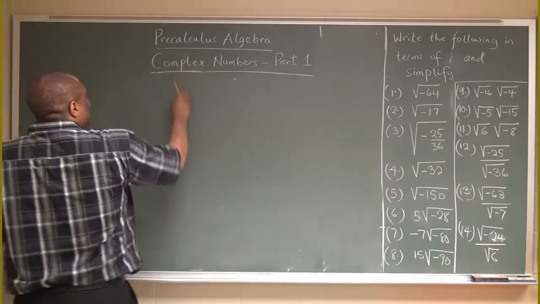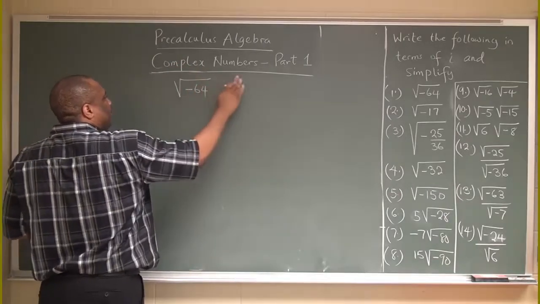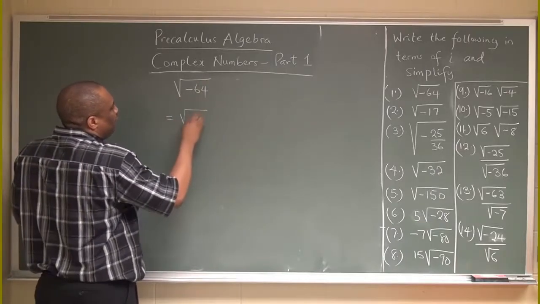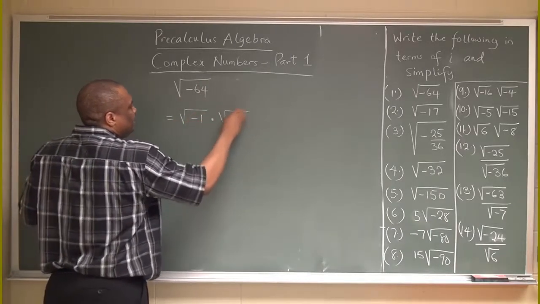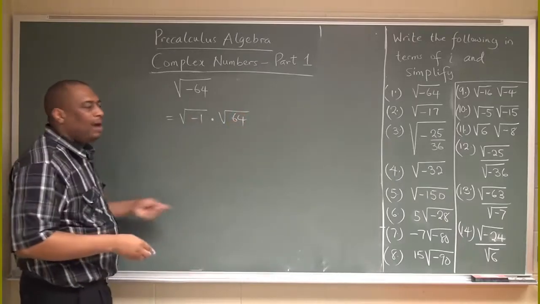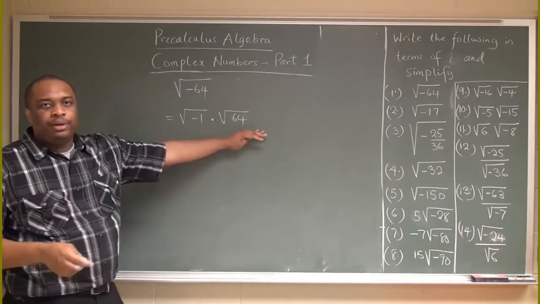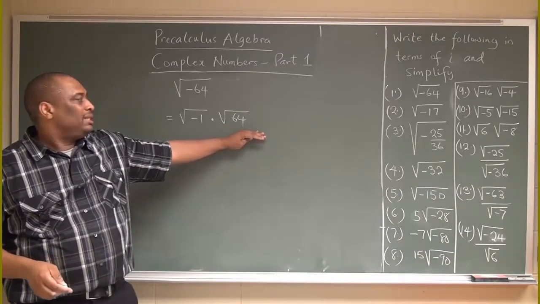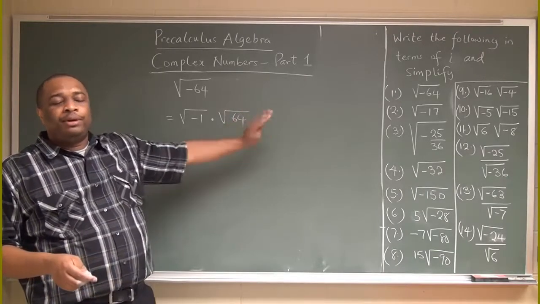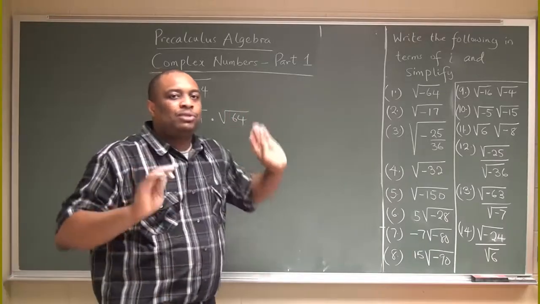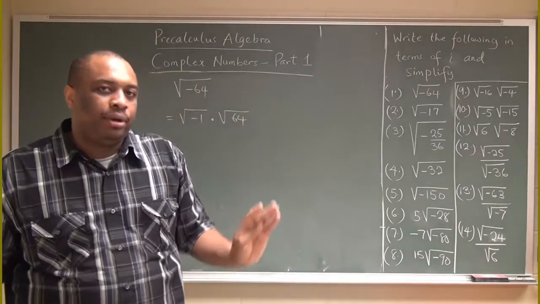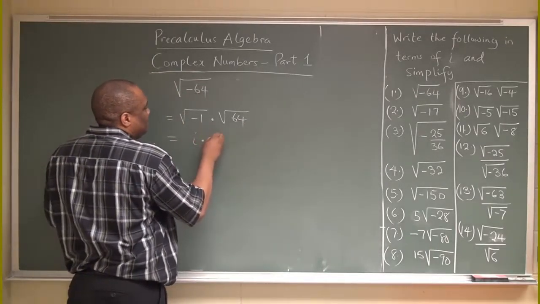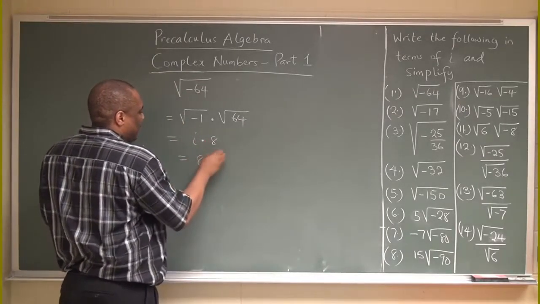So when we have square root of negative 64, this gives us square root of negative 1 times square root of 64. Okay, and we are interested in the positive square root of 64. We're interested in the positive square root, not the negative square root. That's why we're interested in the principal square root of 64. So this will be i times 8. And that will give you 8i.